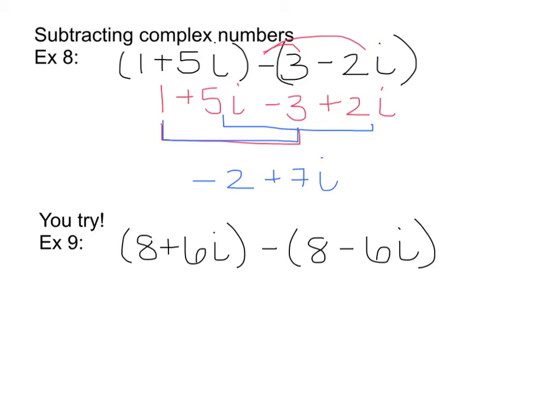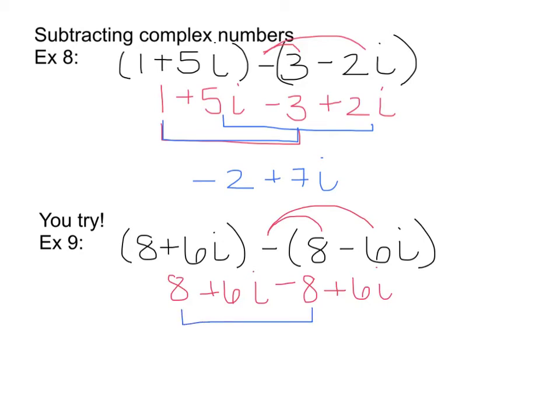So the first thing you're going to do is distribute your minus sign, which is going to change both signs. So it's now minus 8 plus 6i, and then bring down the 8 and the 6i from the original complex numbers. So now combine 8 minus 8, which gives you 0, and then 6i plus 6i gives me 12i, so my answer is just 12i.